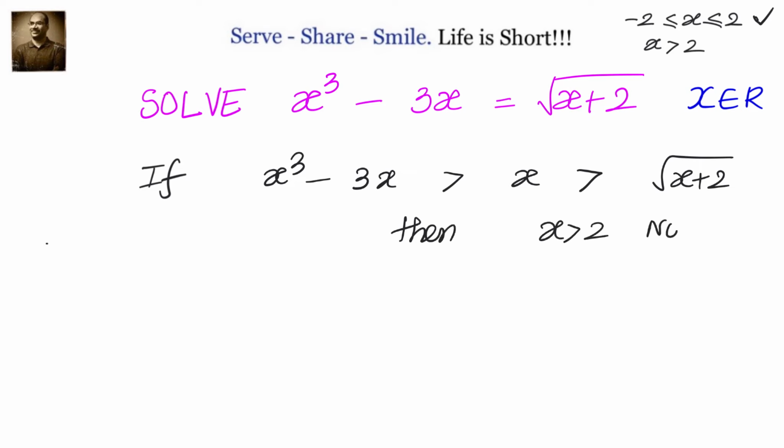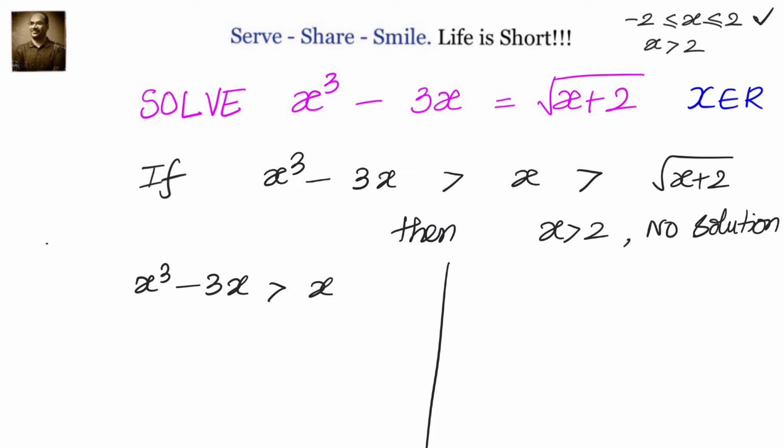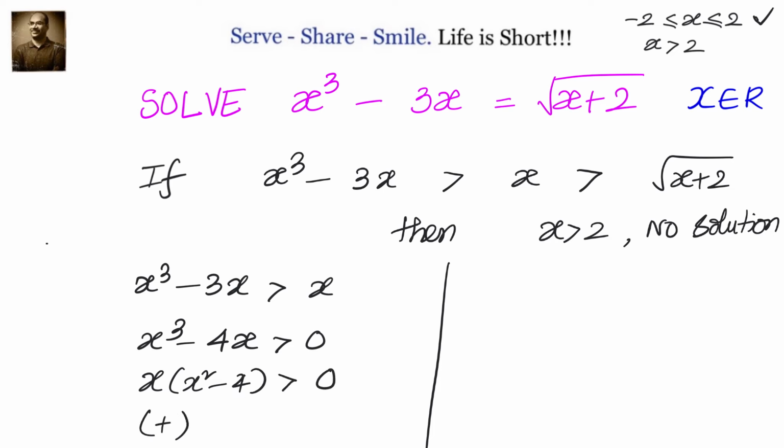Let's take first x cubed minus 3x greater than x. Can we write it as x cubed minus 4x greater than 0? Now let us check whether x cubed minus 4x is really greater than 0. Taking x common, on the left hand side we have x into x square minus 4. If x is greater than 2, then obviously x square minus 4 will be greater than 0. So positive into positive, certainly we have a positive value on the left hand side, so that's greater than 0. So we have proven that LHS is greater than x.